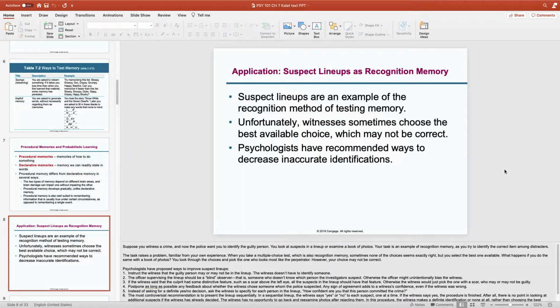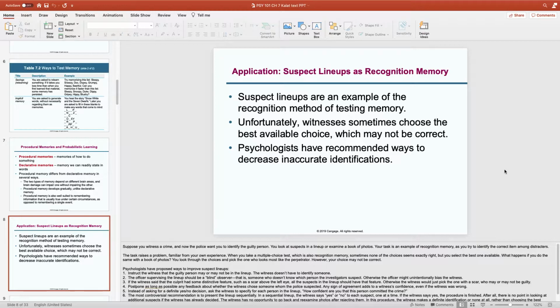When we apply this idea of recognizing something that we've seen in the past, they use the example of suspects in a lineup for police. When police are trying to identify who committed a crime or was there, they have these lineups where eyewitnesses are expected to identify the individuals who were part of the crime or committed the crime. These are examples of the recognition method of testing memory.